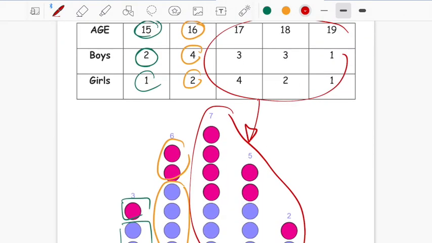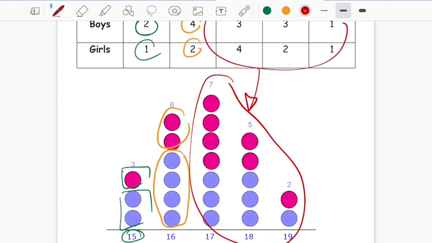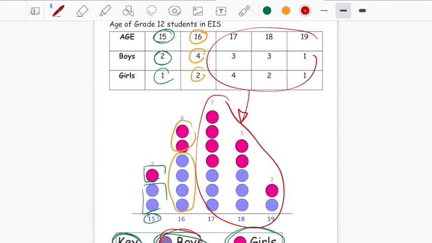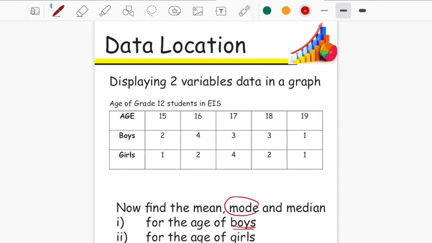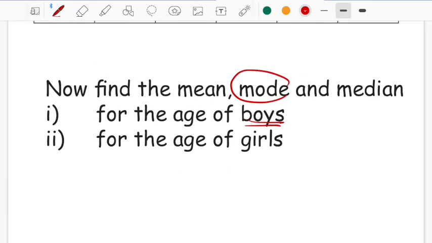Let's see here, the mode for the boys. Boys are in purple, right? Which value or which column do you see most of the purple dots? Here, right? I can just say that the mode for the boys will be 16 years old. So just put it in here. So boys, and then I'll just write here girls.